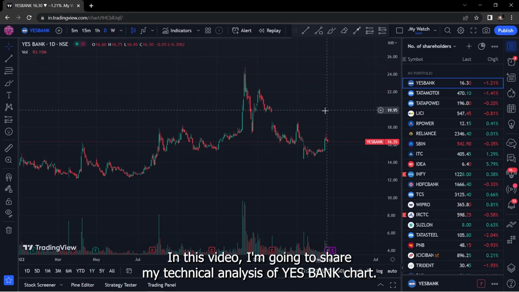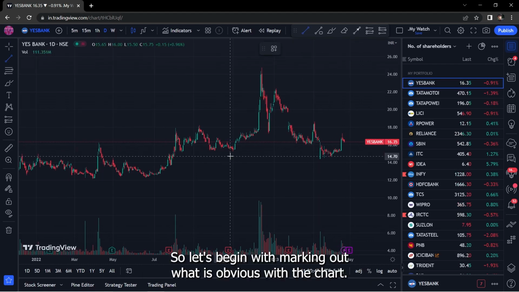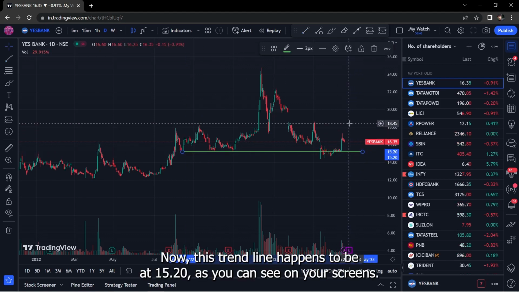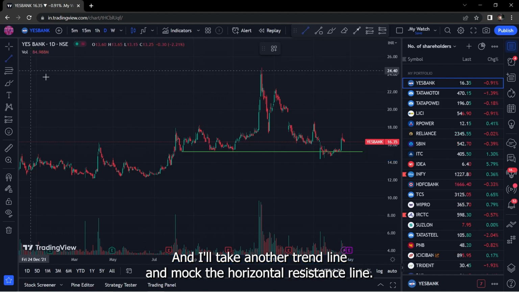In this video, I'm going to share my technical analysis of Yes Bank chart. So let's begin with marking out what is obvious with the chart. Here I'll take this trend line and draw a horizontal support line. Now this trend line happens to be at 15.20, as you can see on your screens, and I'll take another trend line and mark the horizontal resistance line.